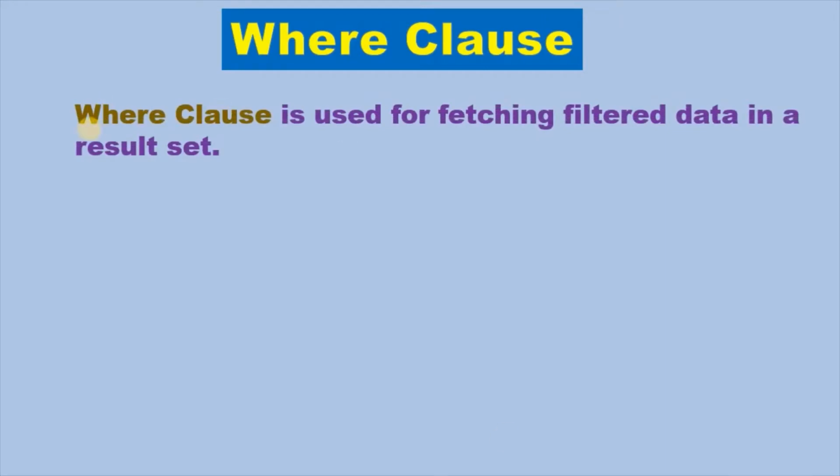Today we are going to see the where clause in SQL. The where clause is used for fetching filtered data in a result set. A select query fetches all the data or all the records in the result set. So for fetching only the required data, the where clause is used.